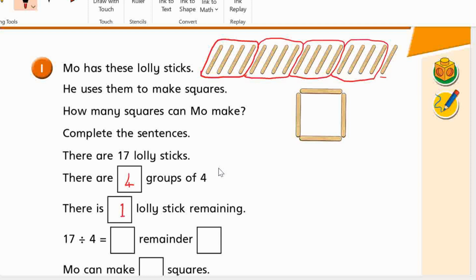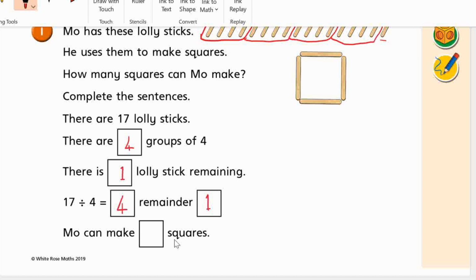So 17 divided by 4, well, it's not strictly speaking possible. Well, you certainly can't get a whole number, but what does it give us? 4, remainder 1, okay? So Mo can make 4 squares, yeah? Let's go on to the next task.